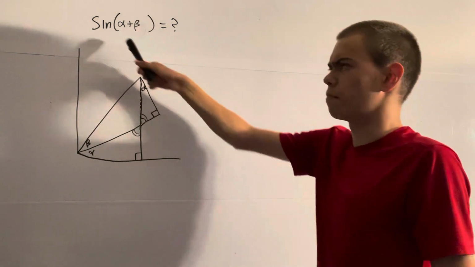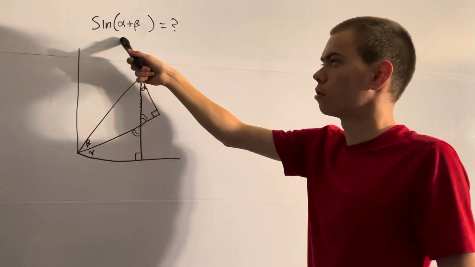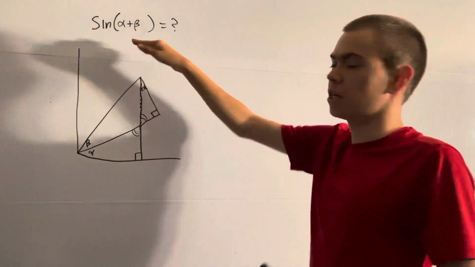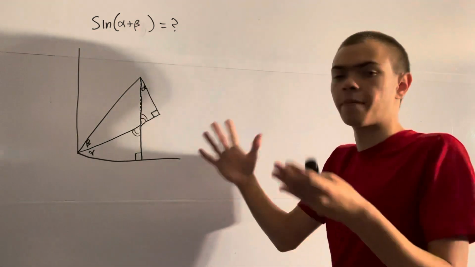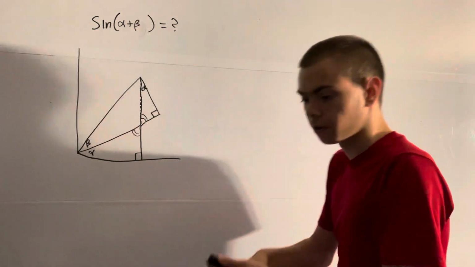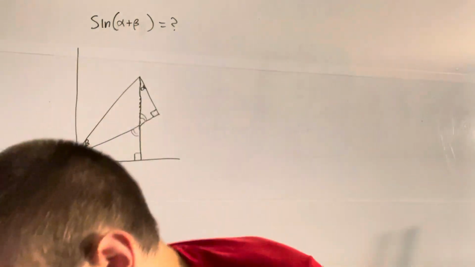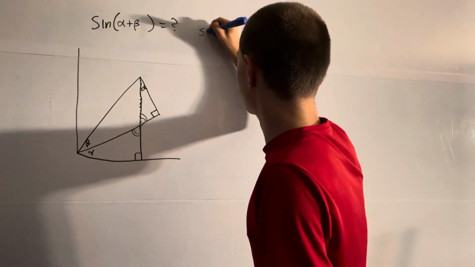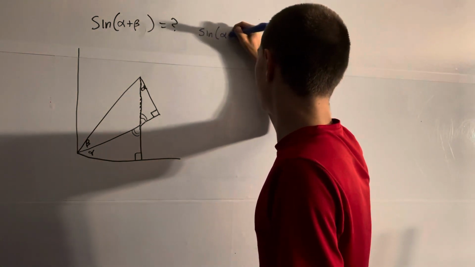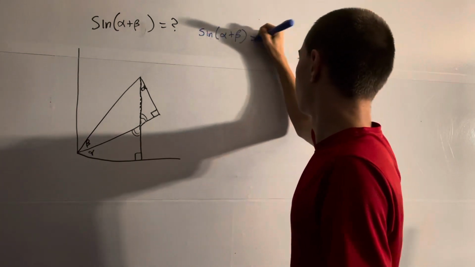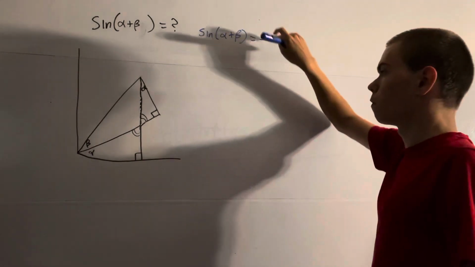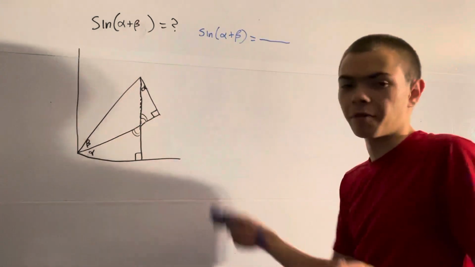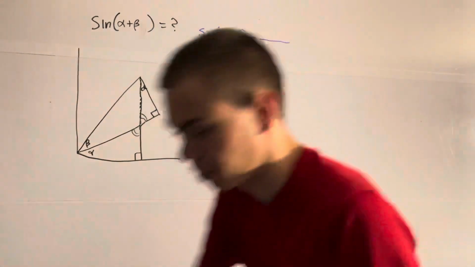But how do we even start by deriving sine of alpha plus beta? Well, we know that sine of an angle is opposite over hypotenuse for a right triangle. So in this case, sine of alpha plus beta is going to equal opposite over hypotenuse. But we haven't labeled any of the sides yet, so I guess we should do that. We should label the sides because that would make sense.